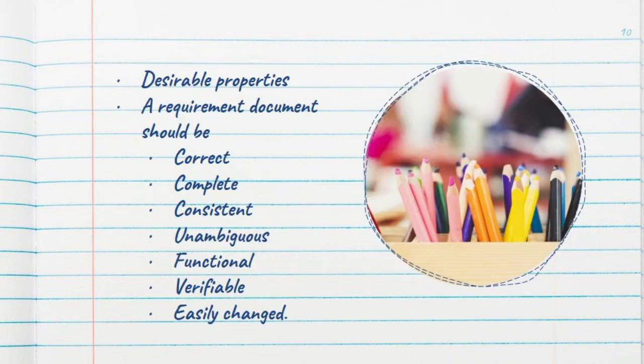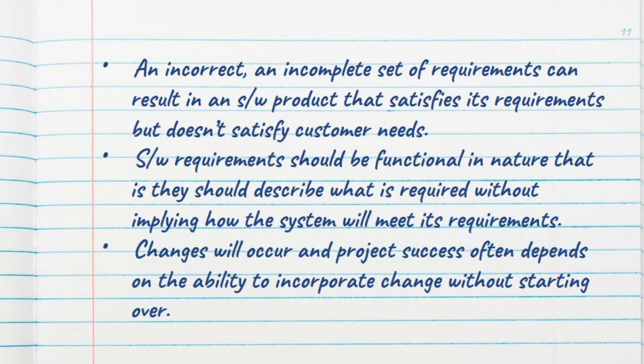Desirable properties. A requirements document should be correct, complete, consistent, unambiguous, functional, verifiable, and easily changed. An incorrect and incomplete set of requirements can result in a software product that satisfies its requirements but does not satisfy customers' needs. Software requirements should be functional in nature, that is, they should describe what is required without implying how the system will meet its requirements. Changes will occur and project success often depends on the ability to incorporate change without starting over.